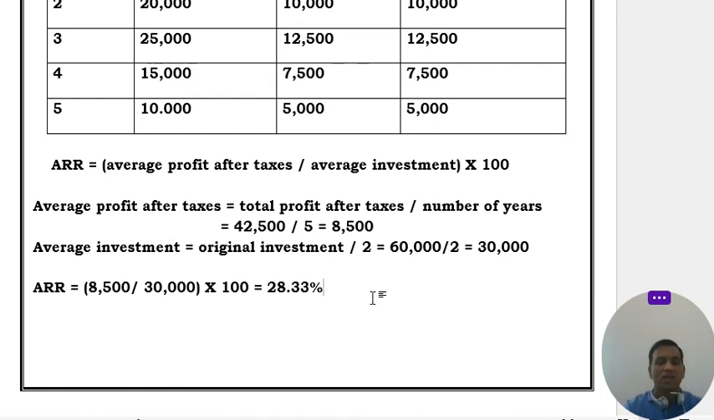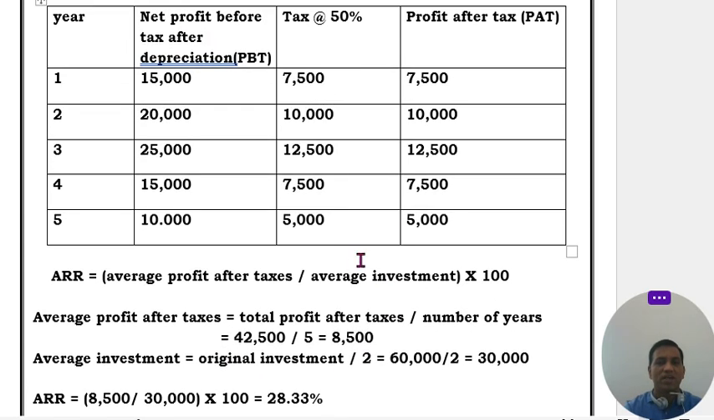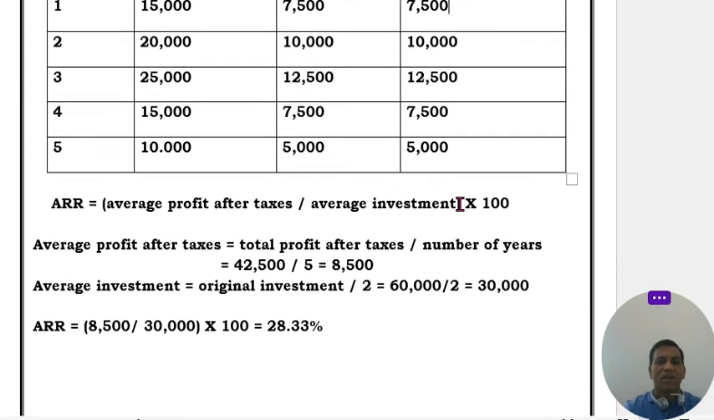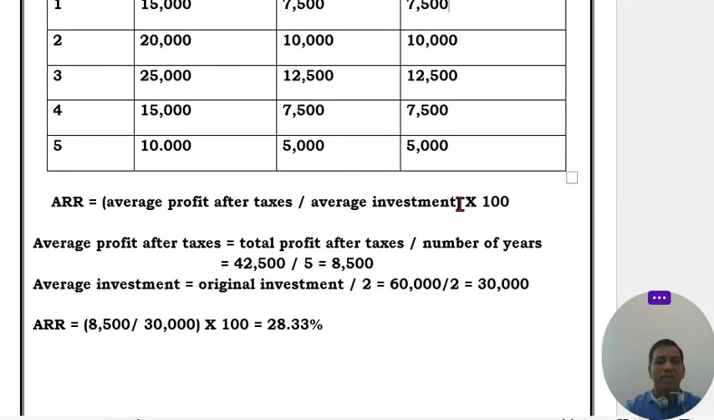Here no scrap value, no additional working capital. That's why we use the simple formula, original investment divided by 2. But coming to the profit after taxes, it is not available directly. What is given in the question? Profit before tax after depreciation. It is nothing but profit before taxes. So from this, calculate tax at the rate of 50% and subtract it. Then automatically you will get profit after tax. Since the tax is 50%, it is easy to calculate. Easily you are getting the values, 50-50. And substitute the values in the formula, 28.33.